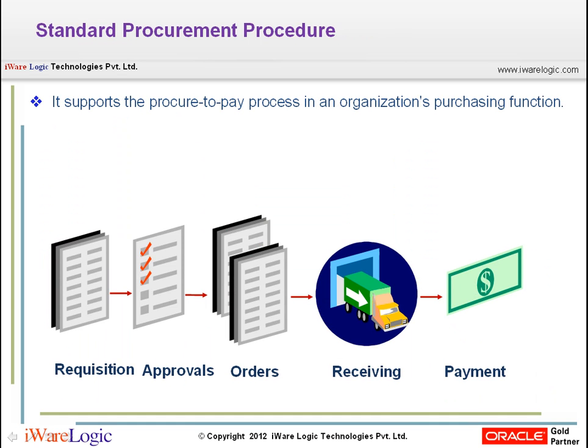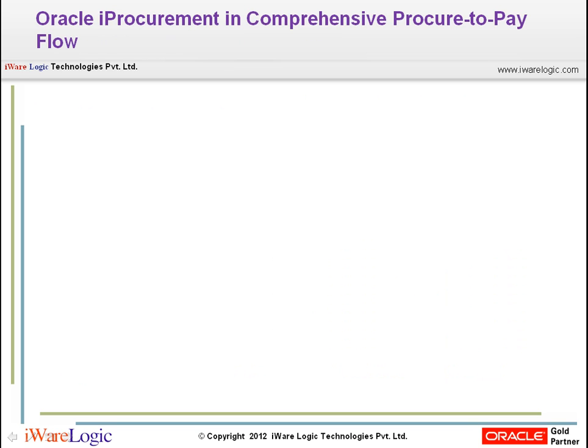Now in this slide, we can see the standard procurement process. As iProcurement supports the procure-to-pay process, we can see the requisitions, approval, orders, and receiving; all those processes we can handle through iProcurement. Let us discuss the comprehensive procure-to-pay flow and where Oracle iProcurement fits.